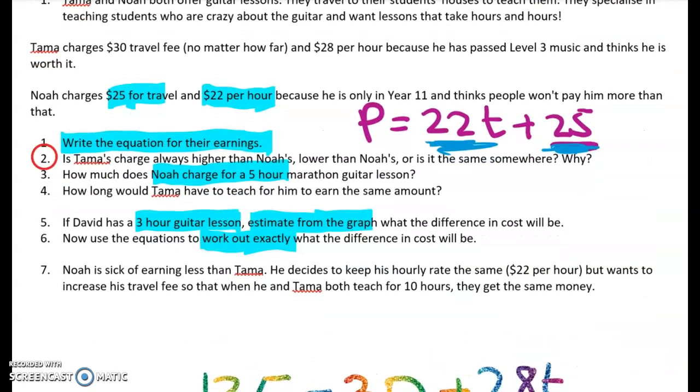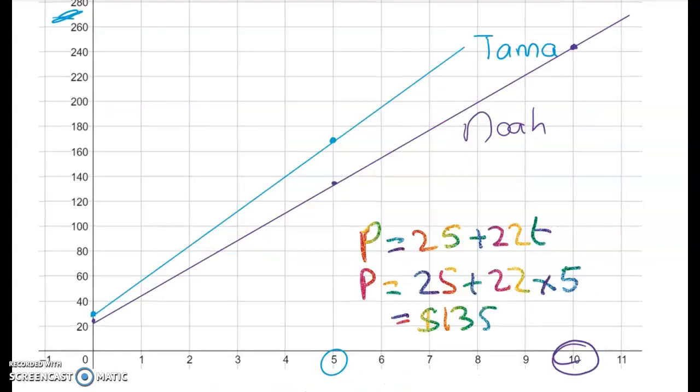Okay, now if David has a 3-hour guitar lesson, estimate from the graph what the difference in cost will be. Right, so David is the student, he's not Tama or Noah. So he has a 3-hour lesson. Right, let's have a look. So this is what Noah's going to charge, and this is what Tama's going to charge. So it looks like Tama's at about, I'm going to say, a little bit over halfway. So I'll say 112 there.